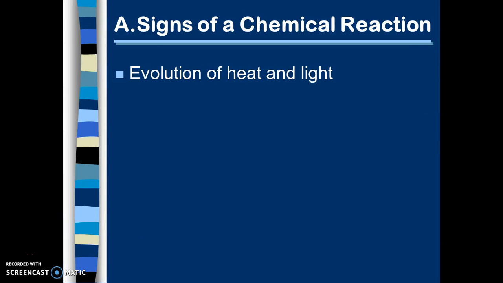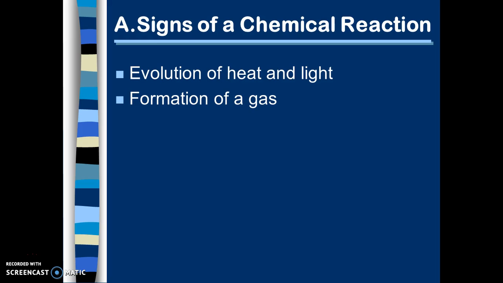There are 4 signs of a chemical reaction. One of those is evolution of light and heat. Basically, if you combine 2 elements or 2 compounds together, and they produce heat or light, fire of some sort, then that tells you a chemical reaction has taken place. And we want to be able to describe this in an equation.